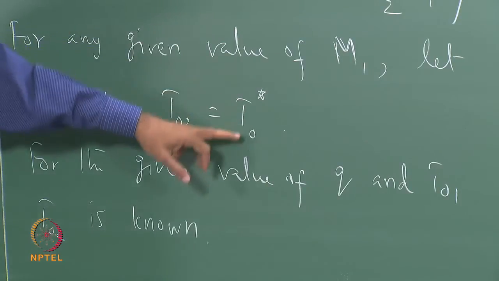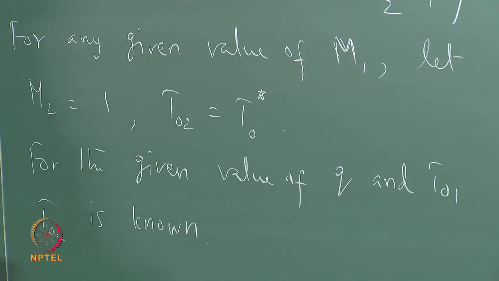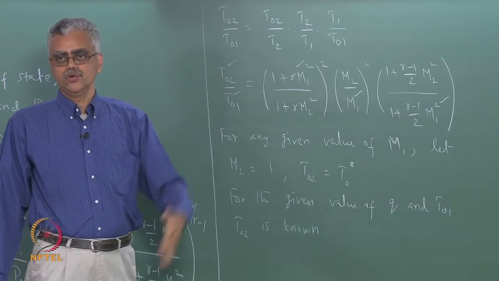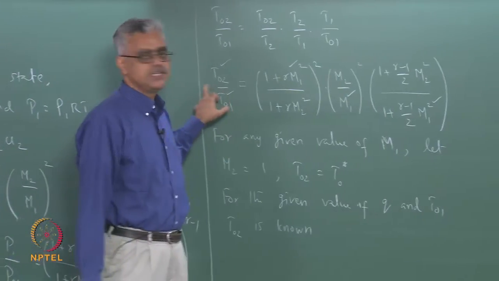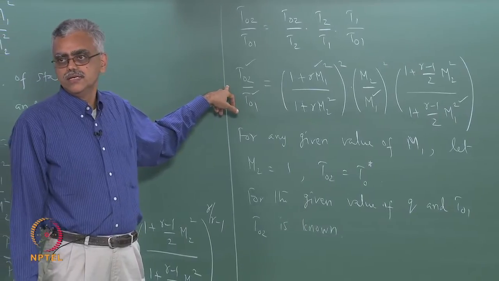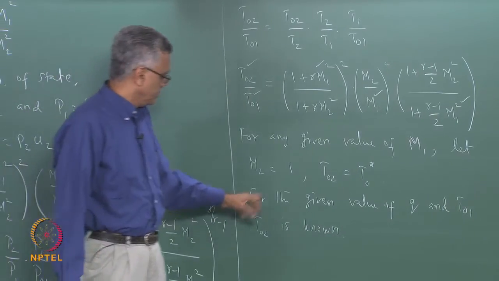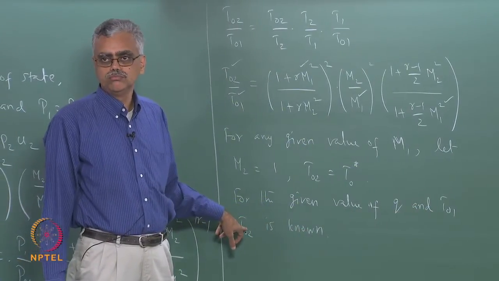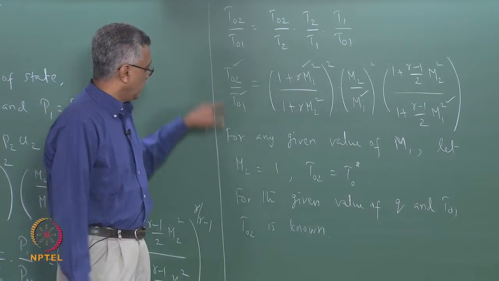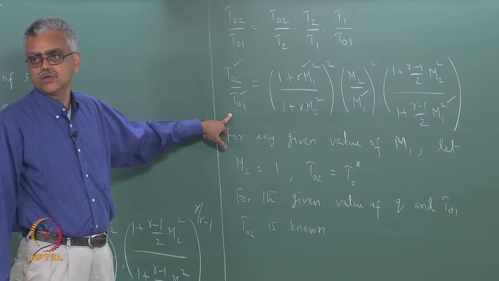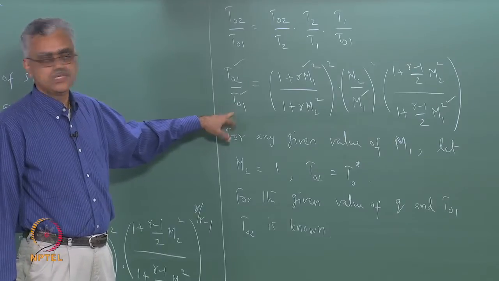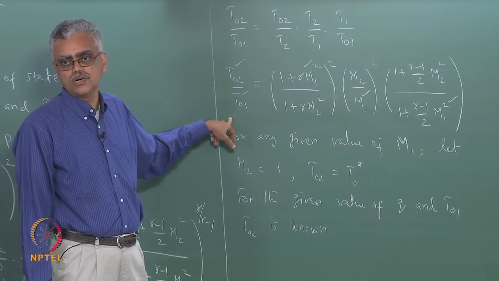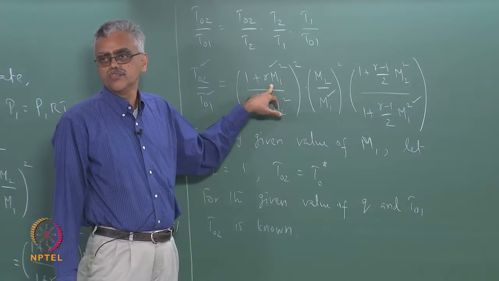So what I do is the following. I evaluate T0 star for different values of M1 and I tabulate the result. So I do this for M1 equal to 0.1, 0.2, 0.3 and so on. And for each value I tabulate T0 star corresponding to that value. Now I know Q, I know T01, which means I know T02, right? Now I know T0 star also. So what I do is I now do a reverse lookup where I see for this value of T0 over T0 star, what is the value of M from here?